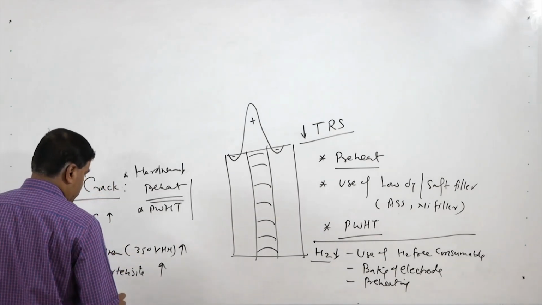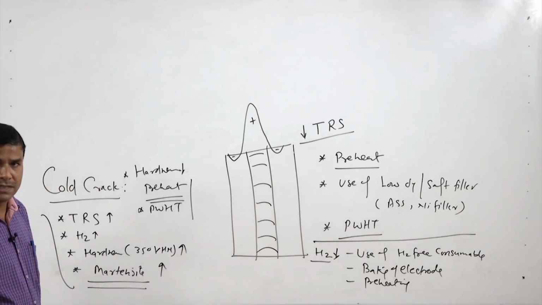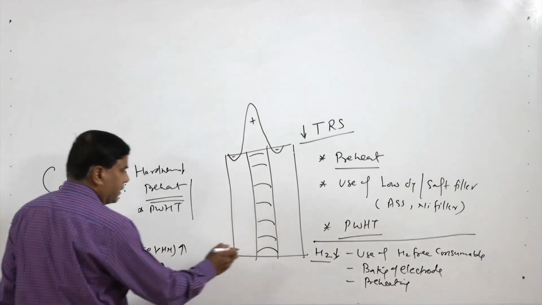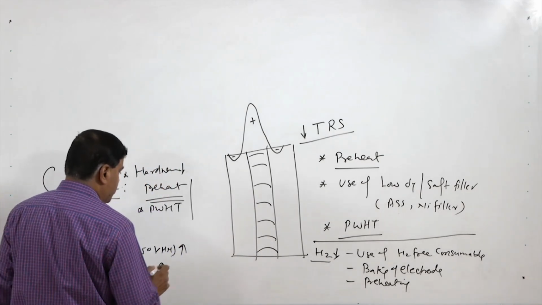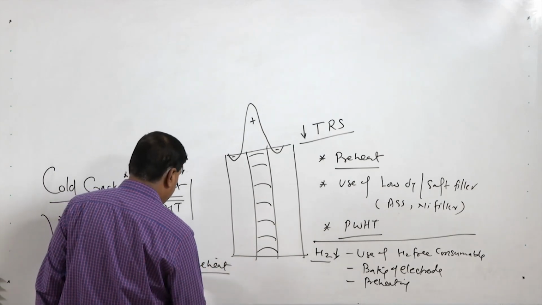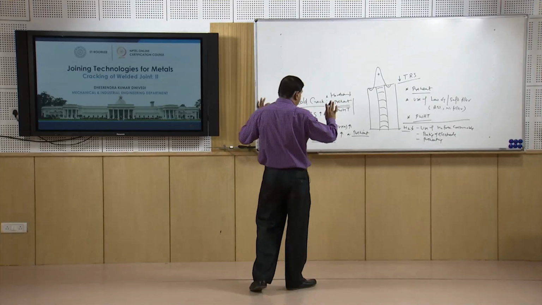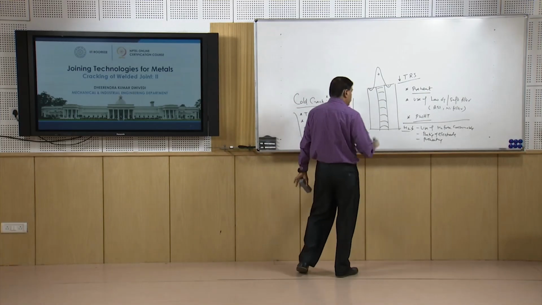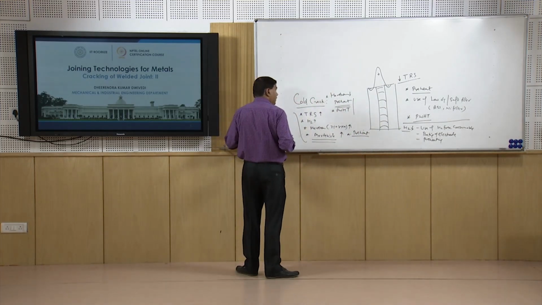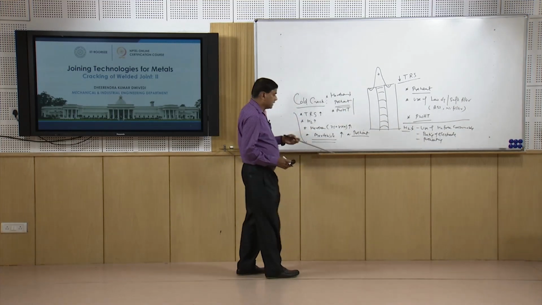And the martensitic transformation, meaning the crack sensitive structure, like the formation of the martensite in the weld as well as the heat affected zone, also should be avoided. And for this purpose, we can use the preheating, so that the softer structures are formed instead of the sensitive structure. So, this is the basics of the cold cracking, as far as the factors which cause the cold cracking, and the methods which can be tried for reducing the cold cracking tendency.